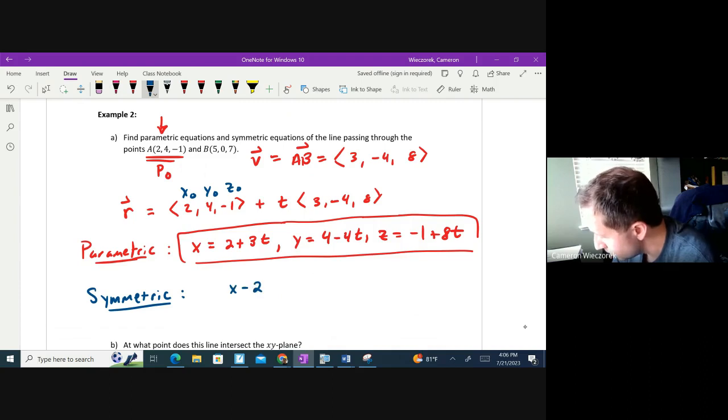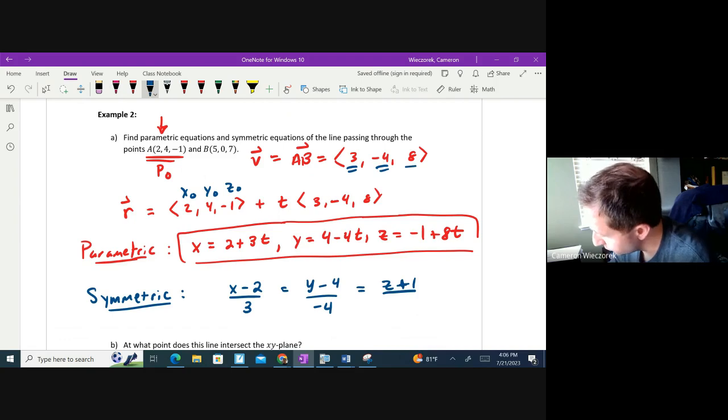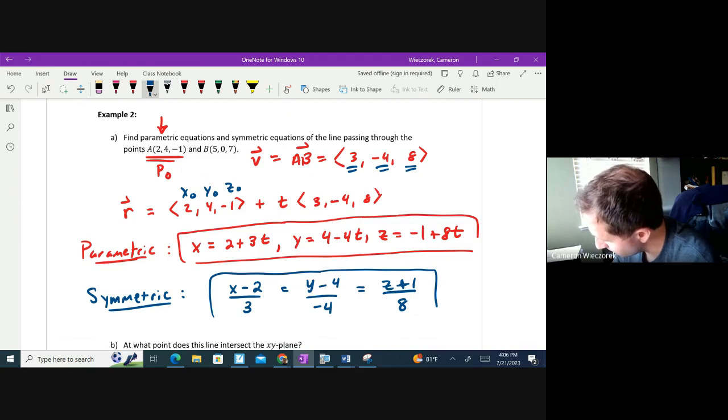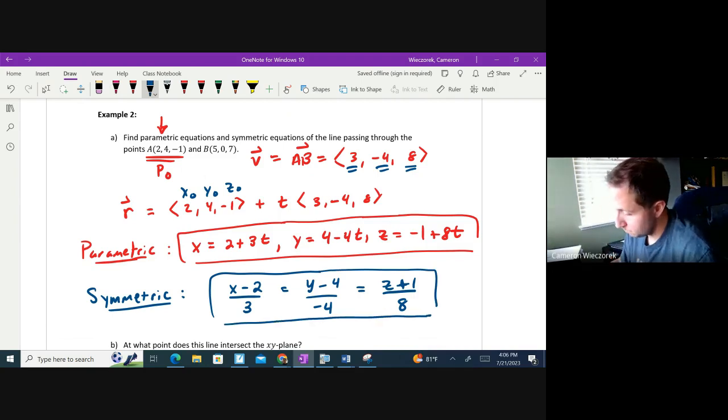x minus 2 over the x component of the direction vector, which was 3, equals y minus y naught. y naught was 4, so y minus 4 over the y component of the direction vector, so over negative 4, equals z minus z naught. z naught was negative 1, so we'll get z plus 1 over the z component of the direction vector, which was 8. So notice here it's an equation. It's not a comma separated list. Okay. So that describes the line 2 different ways.